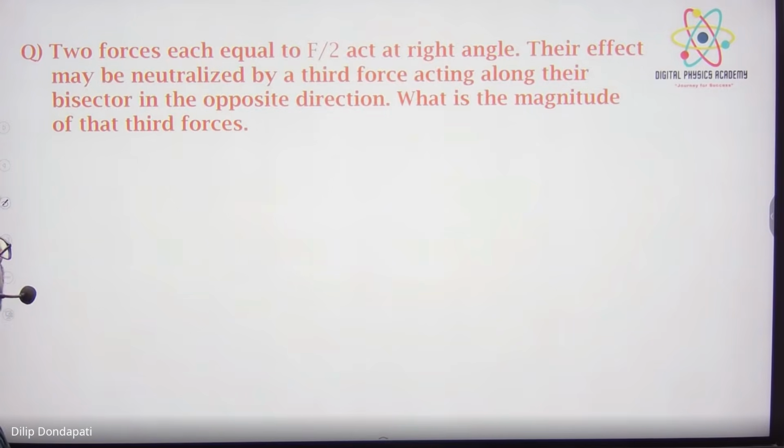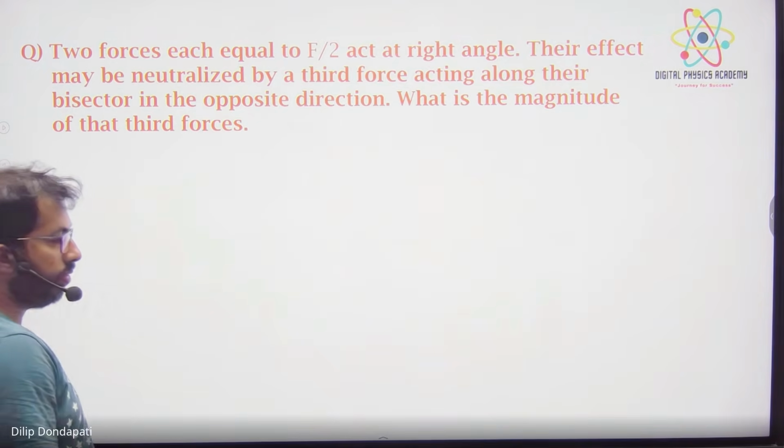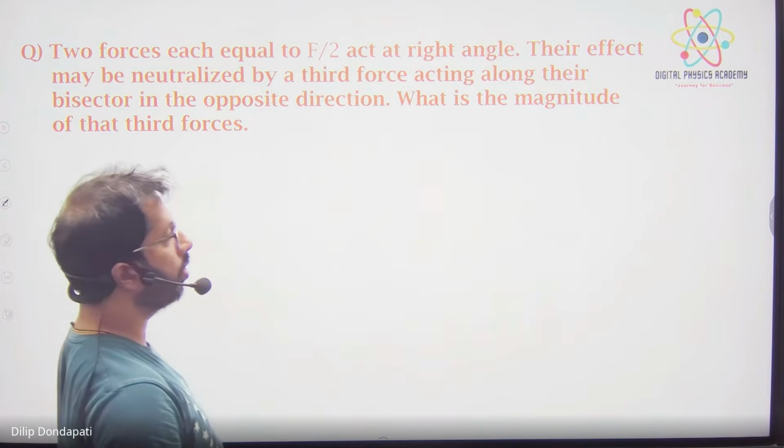Two forces each equal to F by 2. Matlab, two forces F by 2, F by 2, they're acting at 90 degrees. Their effect can be neutralized by a third force acting along the bisector in the opposite direction. What is the magnitude of the third force? Diagrams are important. Draw the diagram neatly.